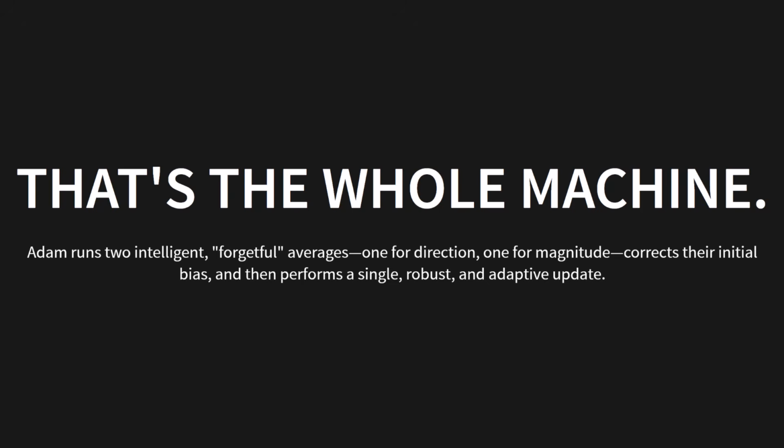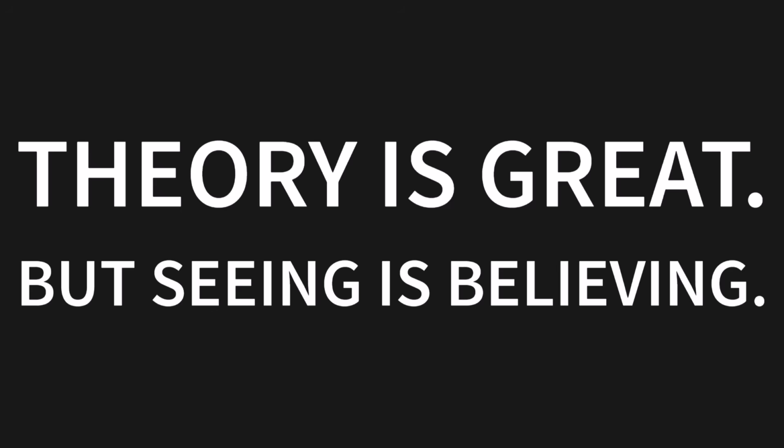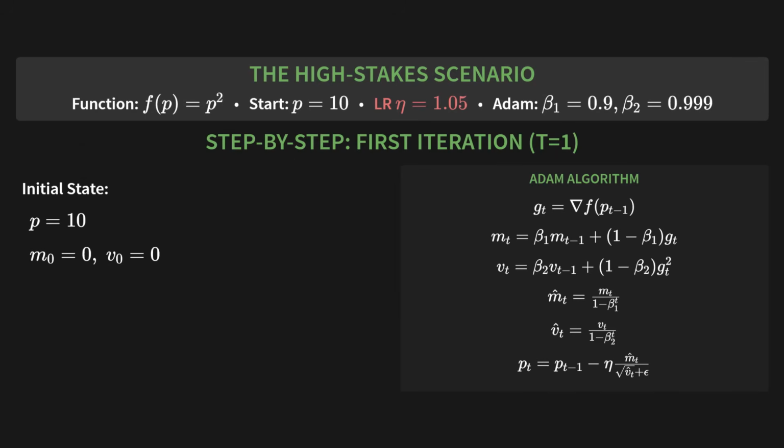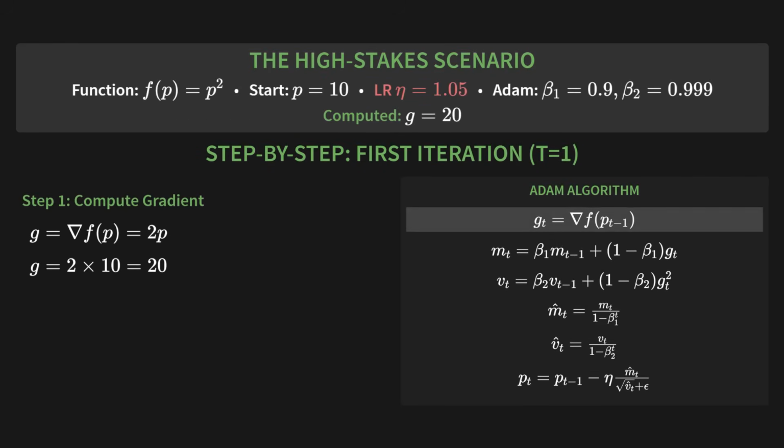Theory is great, but seeing is believing. We'll use the standard Adam parameters. Beta 1 is 0.9, and beta 2 is 0.999. Let's walk through the first iteration, step by step. The initial state is p equals 10, and our moments, m sub 0 and v sub 0, both start at 0.